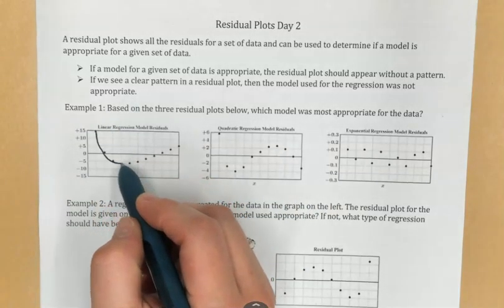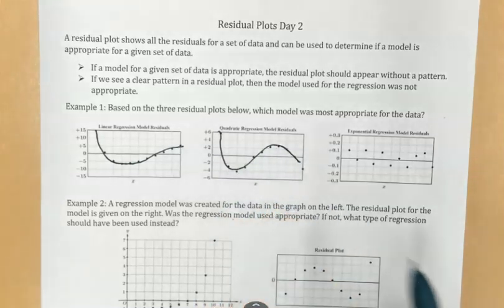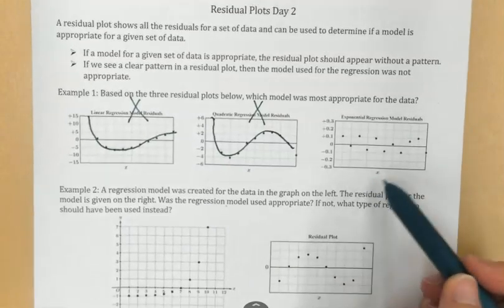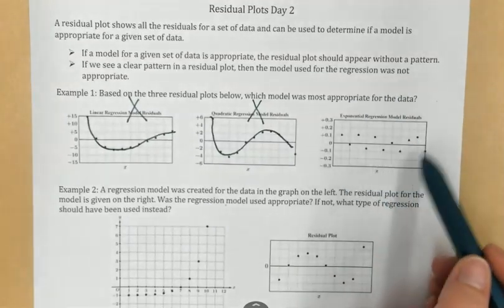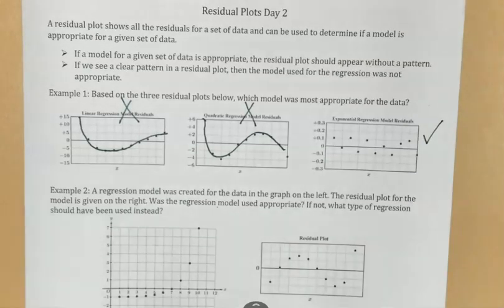Notice that these are following a sort of pattern. We clearly have some sort of correlation here. That means that neither of these were good models. And if I move over here to the exponential one, the way it bounces back and forth with no clear pattern, that means this was the winner.